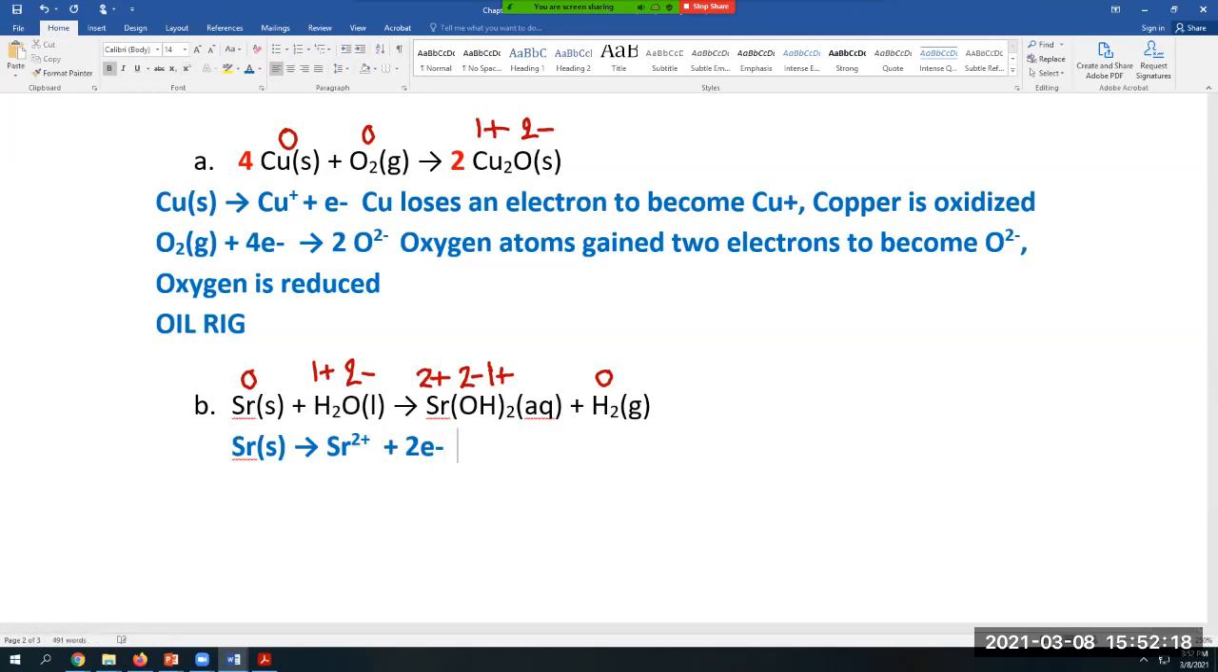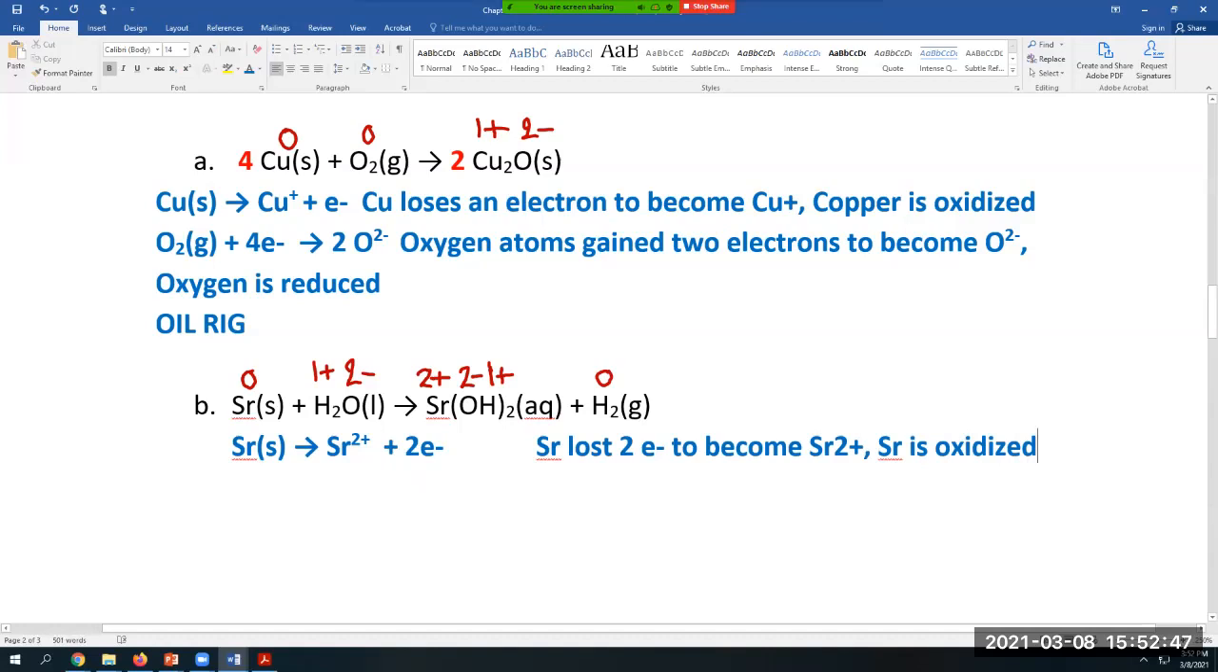So that means strontium, and let's give enough room here, strontium lost 2 electrons to become strontium 2+. So strontium is oxidized. So that tells us that strontium is the one that is oxidized here. And so this is a 2+ here.